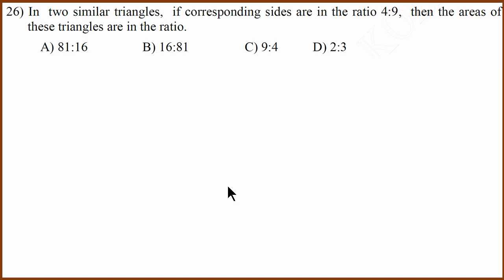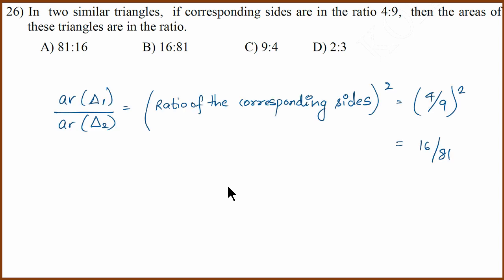26th question, similar triangle question. If corresponding sides are in the ratio of 4:9, what is the ratio of the area of the triangle? Now, ratio of the area of the triangle is square of the ratio of the corresponding sides, which means ಇಲ್ಲಿ 4:9 ratio ಇರೋದ್ರಿಂದ the ratio of the area will be 4 square divided by 9 square or 16:81.